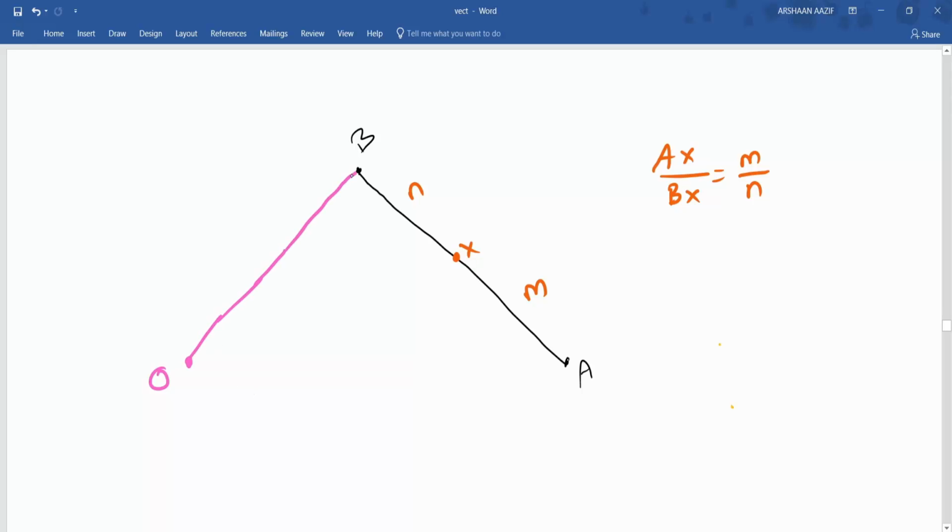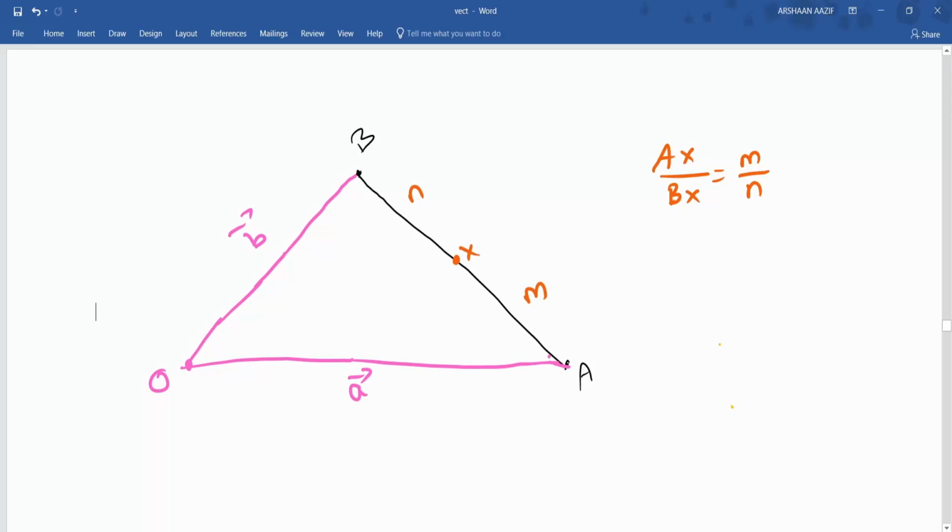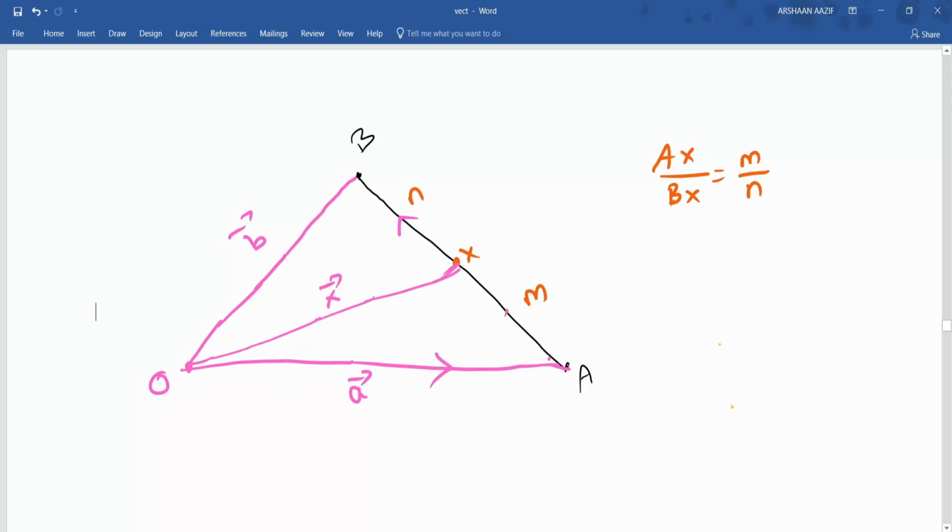From O, connecting B will be the OB vector, or the position vector, which is the B vector. OA is the position vector of A, which can be taken as the A vector, and OX is the position vector of the required point, which can be taken as the X vector. Now if we mark the direction of the vectors, XB vector, since we are going to talk about the magnitude, BX or XB is fine. OA vector is marked, and AX vector, OB vector, and OX vector.